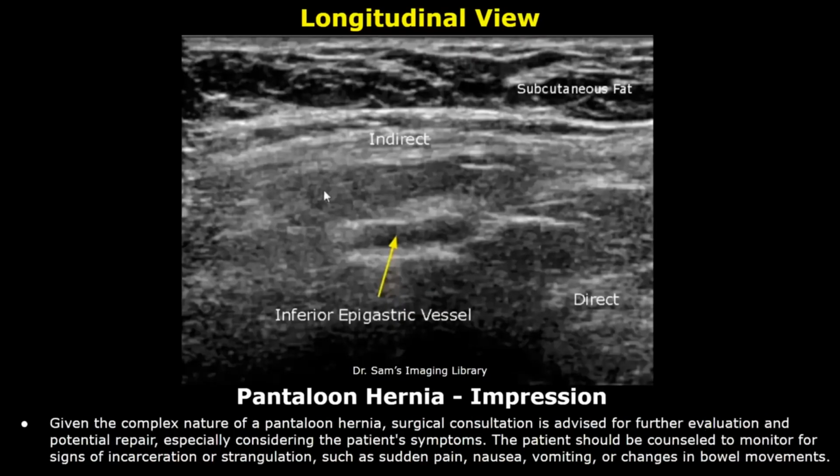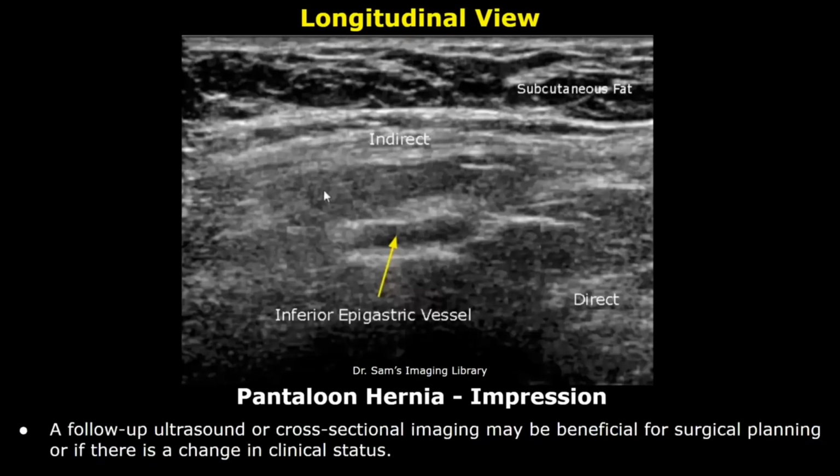Given the complex nature of a pantaloon hernia, surgical consultation is advised for further evaluation and potential repair, especially considering the patient's symptoms. The patient should be counseled to monitor for signs of incarceration or strangulation, such as sudden pain, nausea, vomiting, or changes in bowel movements. A follow-up ultrasound or cross-sectional imaging may be beneficial for surgical planning or if there is a change in clinical status.